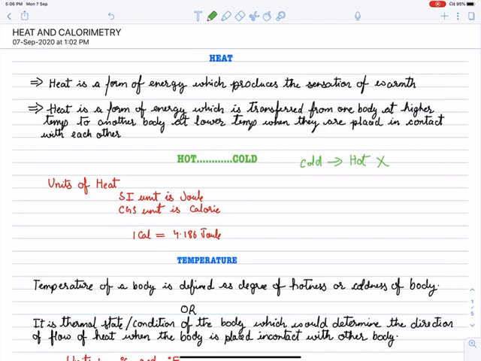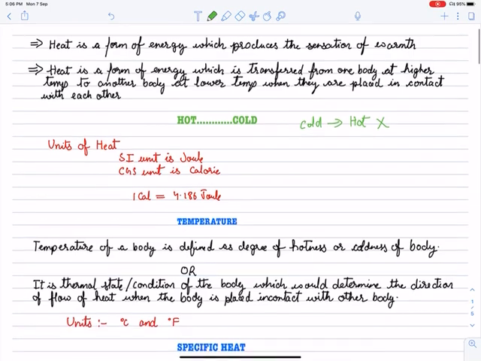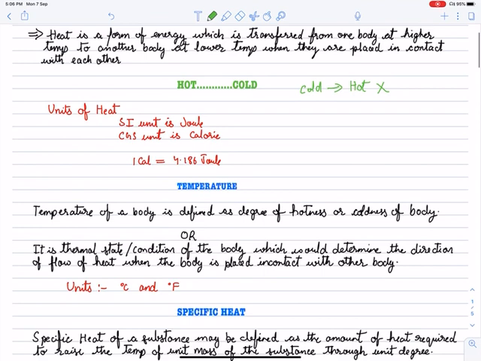Now we will discuss temperature. What is temperature? Temperature of a body is defined as the degree of hotness or coolness of a body. How will you measure hotness? How will you measure coolness? Only these two things are there. So how will you measure them? It is temperature. What is the strength of hotness or coolness? It is temperature.